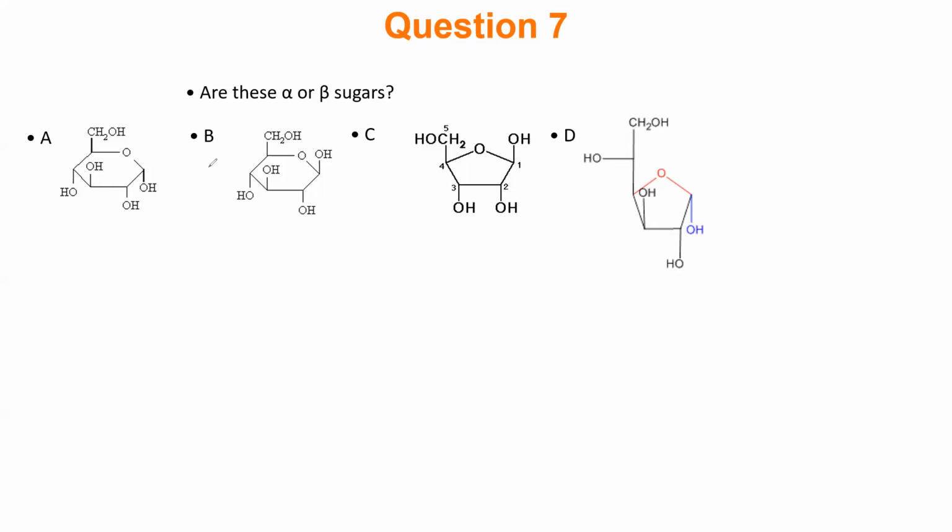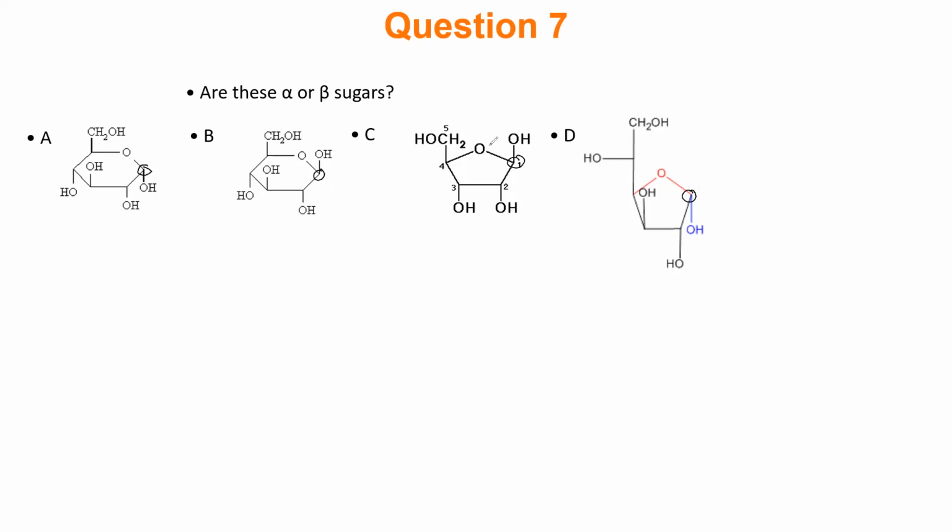So the first thing you need to do is find the anomeric carbon. And here's a hint for that. The anomeric carbon is always the one attached to two oxygens. So every carbon I circled is attached to two oxygens. Here in all these images, the anomeric carbon is always on the right. Be aware that they're not always going to be drawn like that.